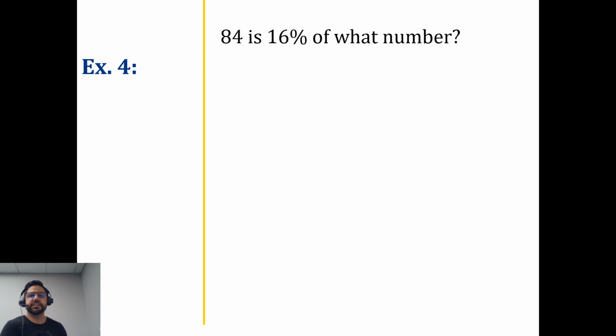84 is 16% of what number? So we're going to take our percent, 16%, and convert it to a decimal first. Again, most of you just know it looking at it now, 0.16. So we're going to go in and write it.